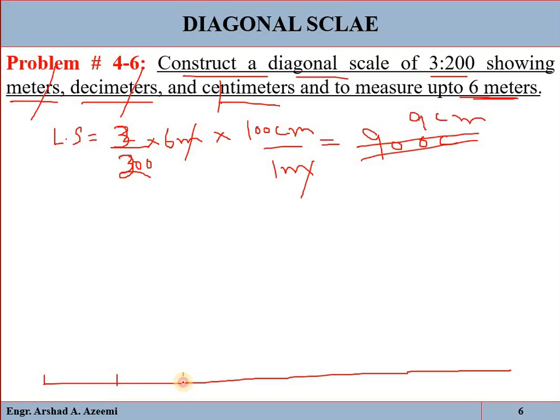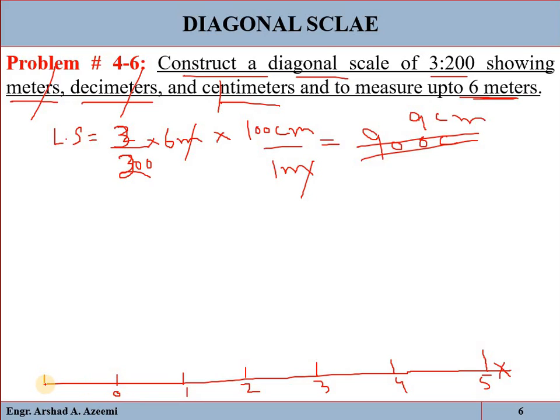1, 2, 3, 4, 5 and 6. I am drawing it roughly, so there may be some error. Divide it into 6 equal parts, and to the first part write 0, 1, 2, 3, 4, 5. So 5 meters is represented by this portion, and 1 meter is represented by this portion.